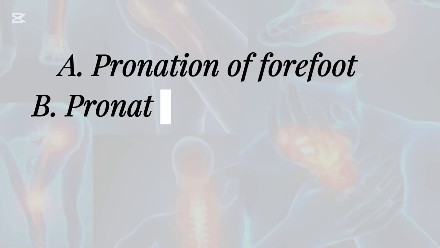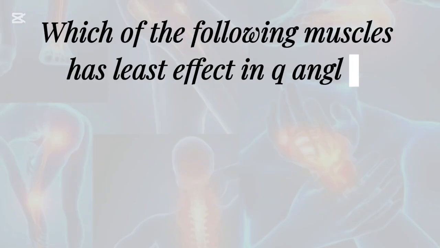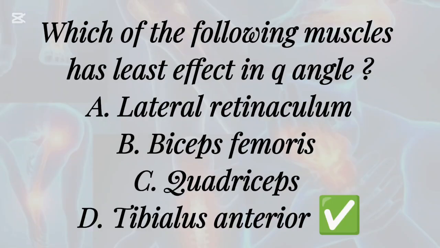During weight bearing, a soft tissue contracture resulting in supination of the forefoot will be compensated by: A. Pronation of forefoot, B. Pronation of rear foot, C. Supination of rear foot, D. Pronation of rear forefoot.